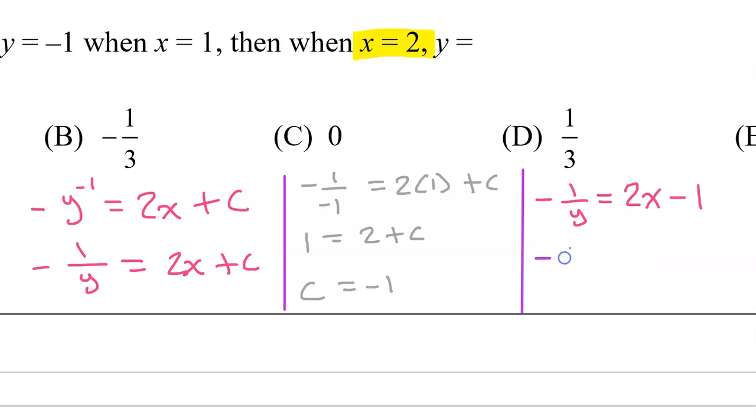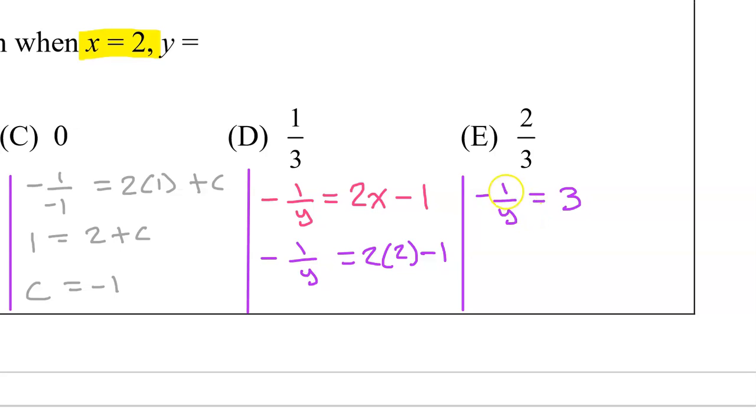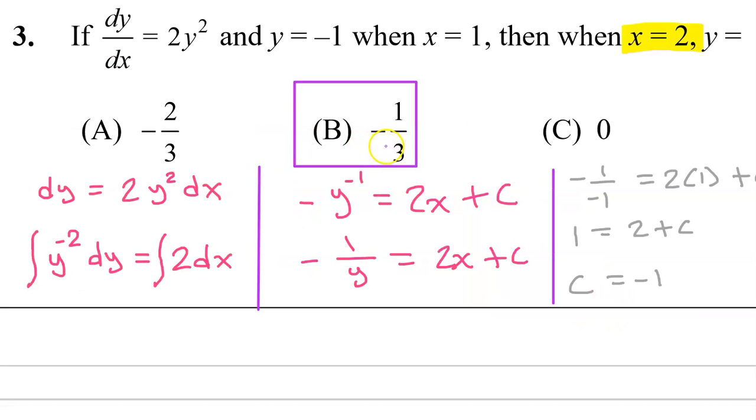That gives us negative 1 over y is equal to 2 times 2 minus 1. But this means negative 1 over y equals 3. Taking the reciprocal of both sides, we have negative y is equal to 1/3. Dividing both sides by negative 1, we have y equals negative 1/3. So the answer is B.